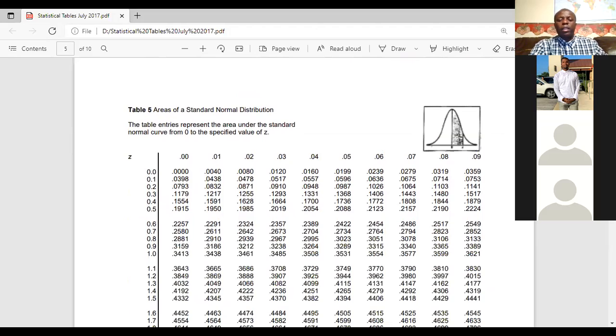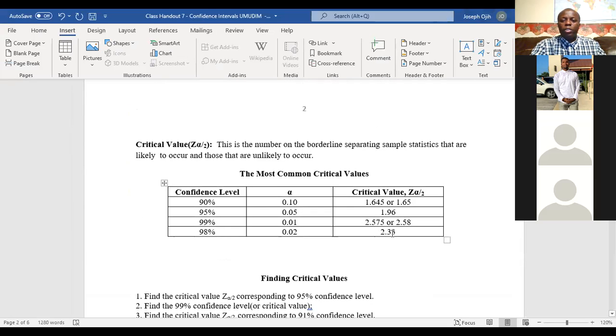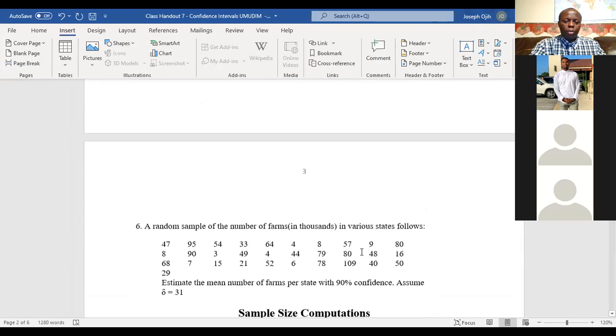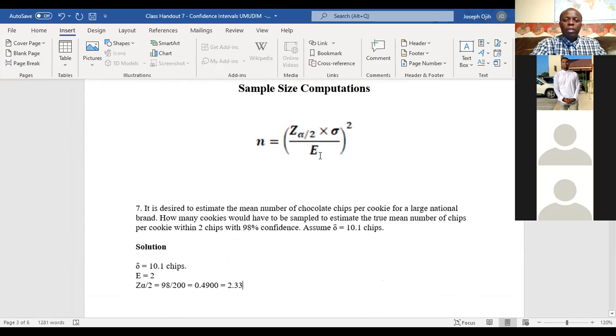That's why I corrected the one we have. I think when I was typing it, I typed 2.35 by error. It is 2.33. So you got 2.33 here. So all these things you plug into this formula to get the minimum sample size. So let's do it. Let me write this thing down and then we can plug them in.